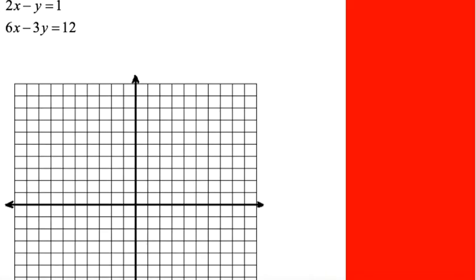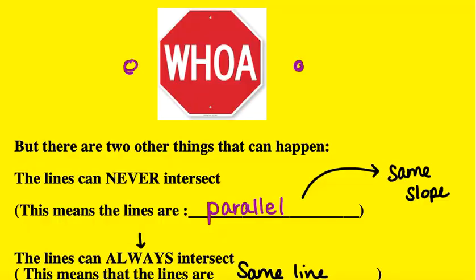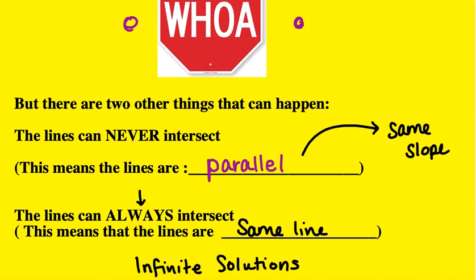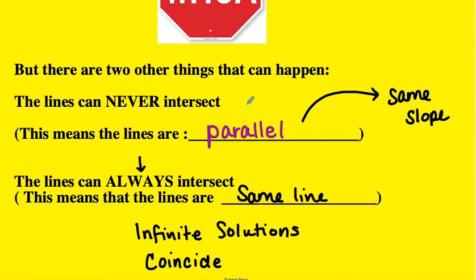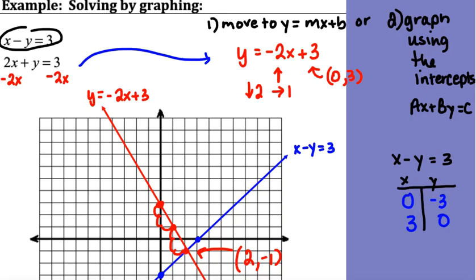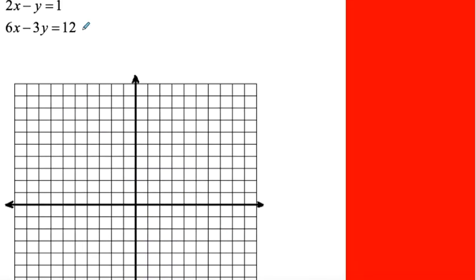All right, so we've got to talk about those other two situations. So let's look at these. We've got to talk about what happens if the lines are parallel or they are the same line. So let's look at what happens here. 2x minus y equals 1 and 6x minus 3y equals 12.